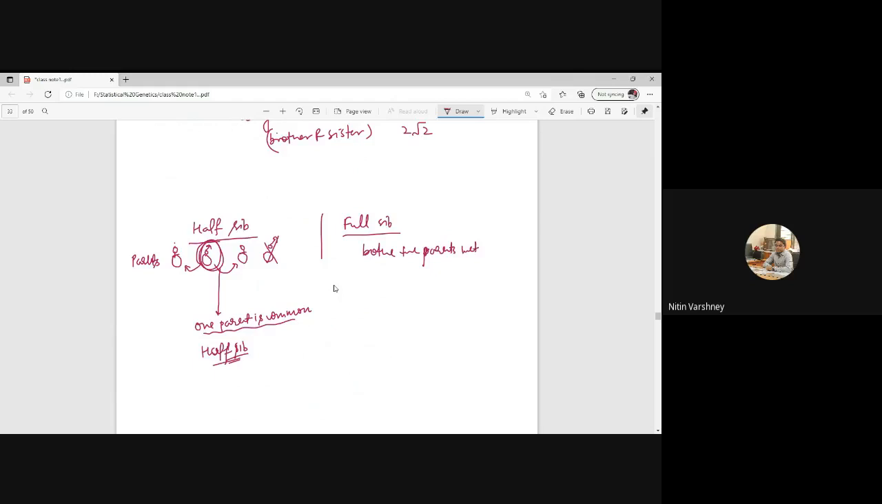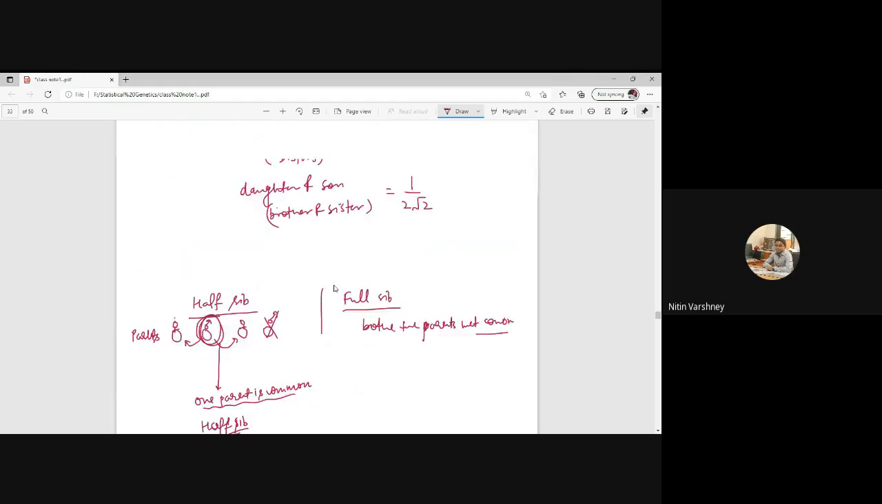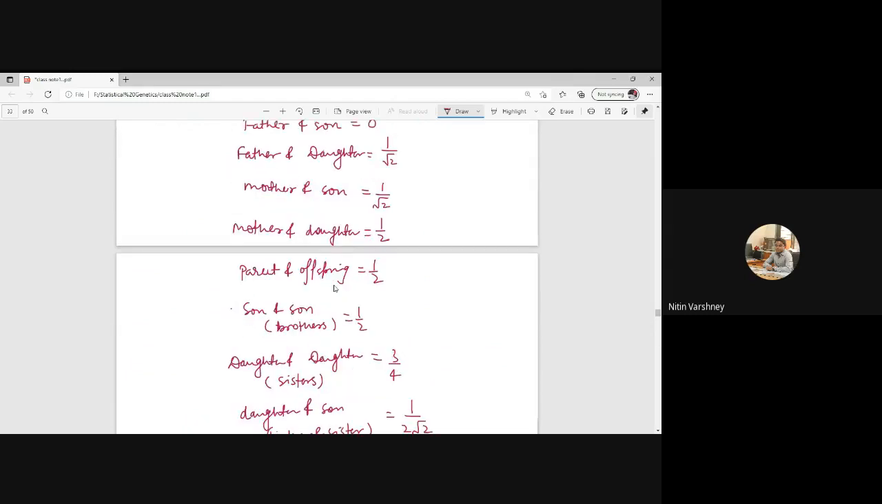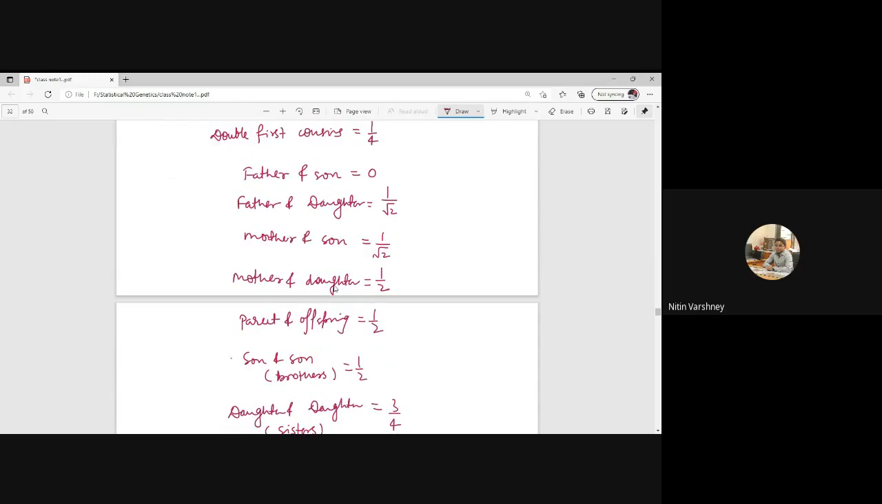So this is basic about the full sib and half sib. These are the correlations regarding parent and offspring, mother and daughter. So directly they can ask in the exam what is the correlation between parents and father and son. So this will be 0. Okay, so remember these correlation values.